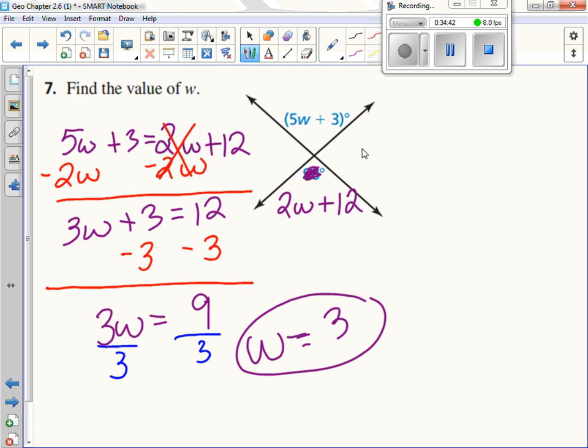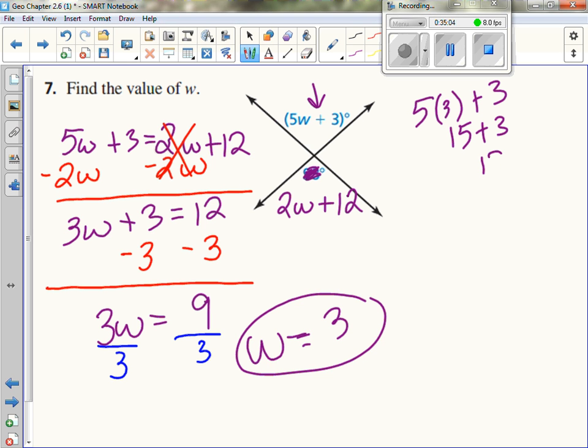I said, isn't 3 substituted into these two? 3 is just the value of w. So if I wanted to know what this angle actually is, well, even to find those, I still need to figure out what this angle is. Because we'd have to do 5 times 3 plus 3. Well, 5 times 3 is 15. So this angle here is 18 degrees. This angle down here is, and what do we know about these two angles here? They add together to be 180, so this would be 162 and 162.